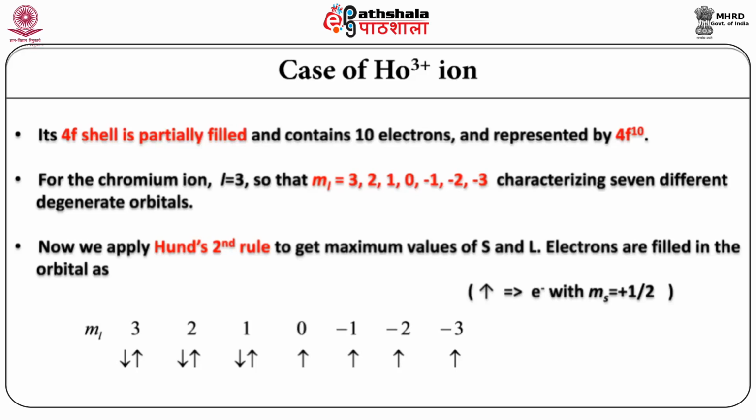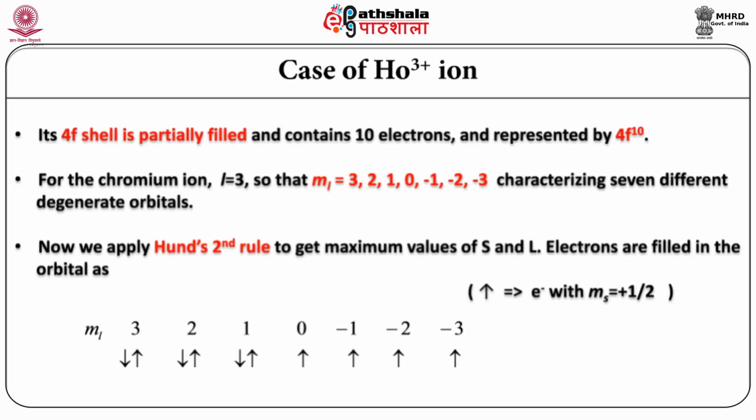So, continuing, the electrons are filled in the orbitals as shown below. This is again a repetition of what we did in the previous case, but now it is slightly more complex because you have more electrons. Earlier you had 3 electrons, now you have 10 electrons. As you can see, ml is 3, 2, 1, 0, minus 1, minus 2 and minus 3, and accordingly you have to fill up these states.